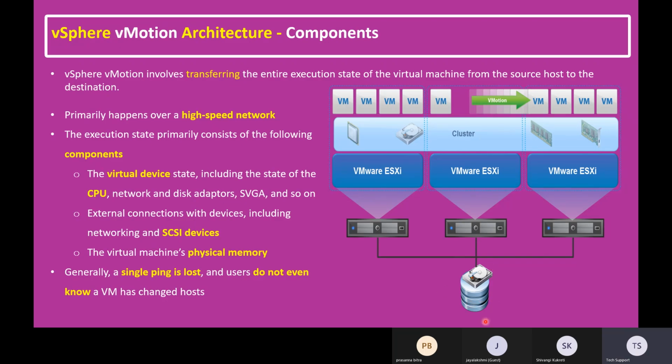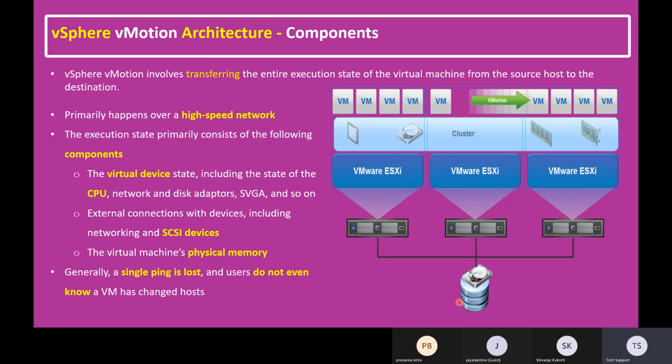And can anyone tell me what type of shared data stores we can configure? vSAN. Yes, we can configure vSAN, and also we can configure virtual volumes, FC SAN, and iSCSI also we can configure. Okay, so there are multiple shared data store options available. Anything we can configure is subject to our customer requirement.